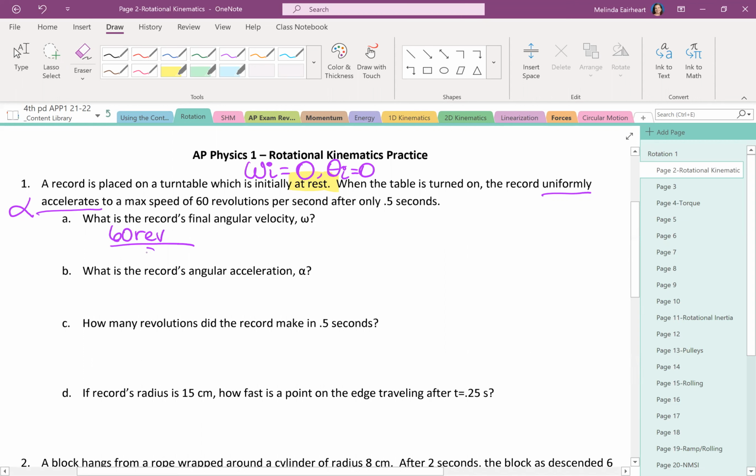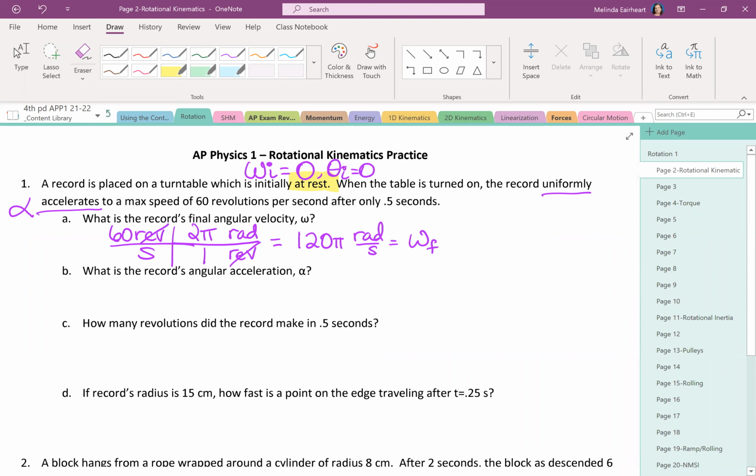I know y'all love dimensional analysis, right? So we know 60 revolutions per second, but I want to get rid of revolutions and get radians. Well, revolutions is just another way of saying a circle. So one circle has how many radians? 2 pi. And so revolutions goes away. For simplicity, I'm going to keep it in terms of pi. And so 120 pi radians per second is the final angular velocity. Good.